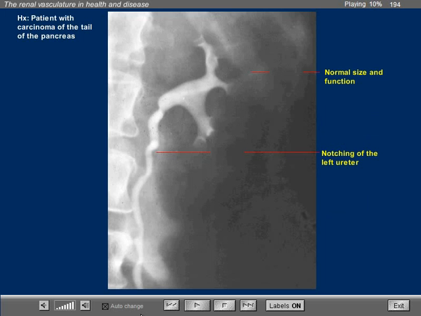This is the left urinary tract of a patient with a carcinoma of the tail of the pancreas. Note the notching of the proximal left ureter, but observe that there is no abnormality as far as the kidney size or function.